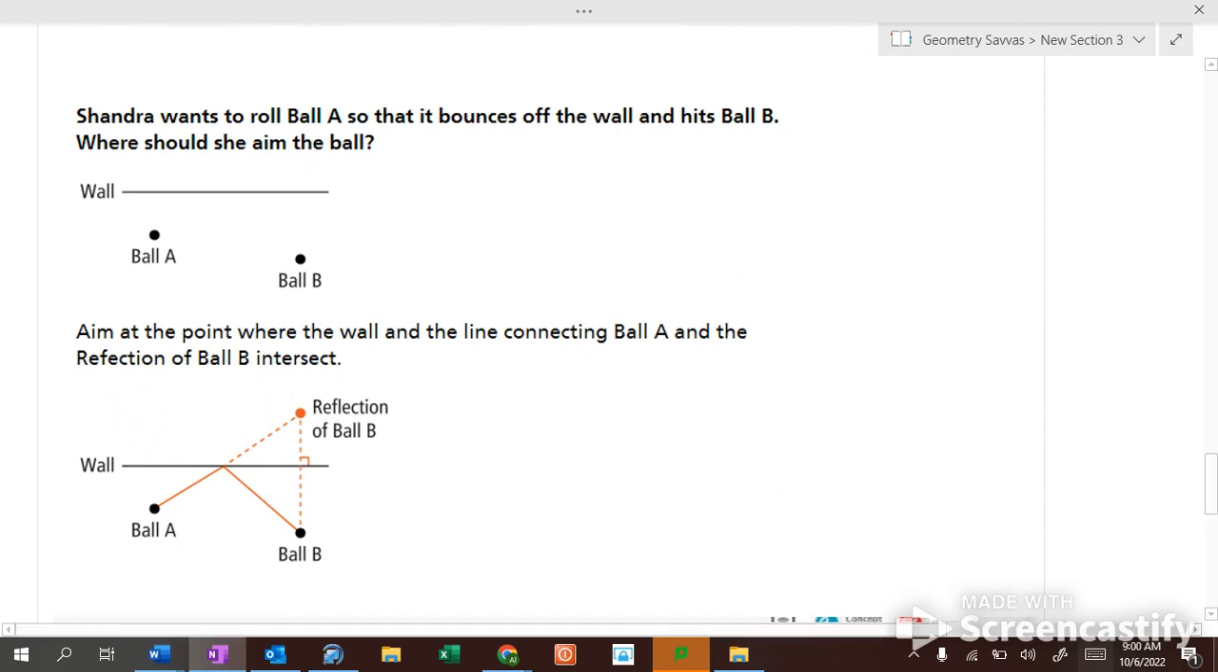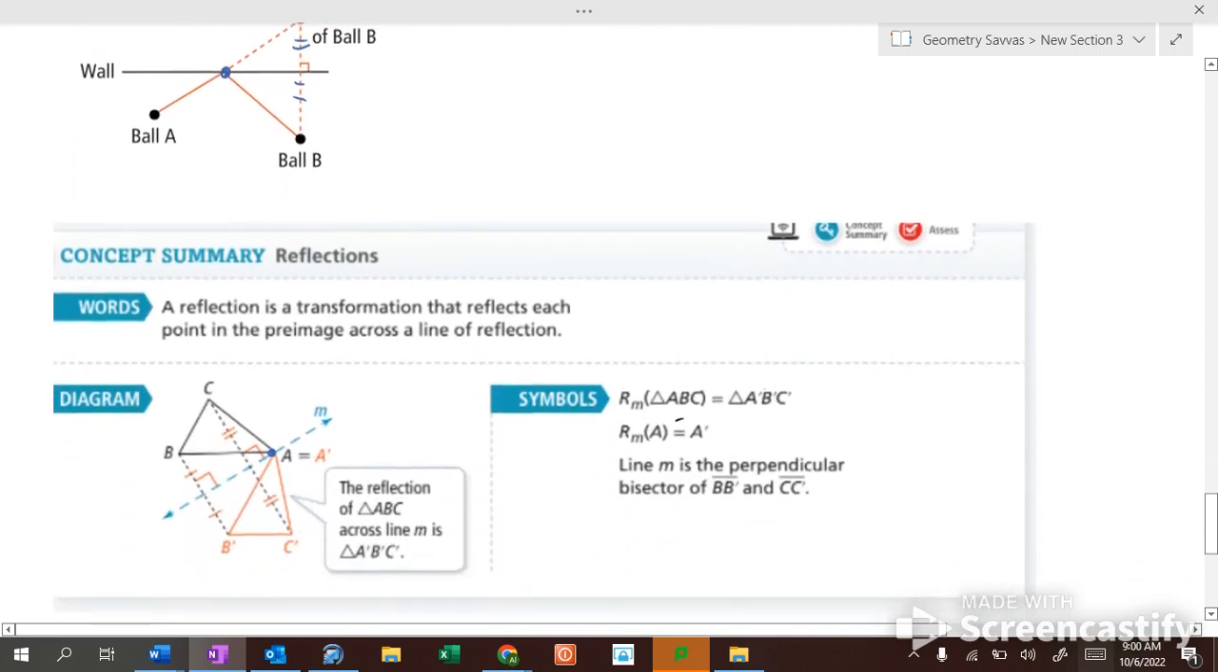Chandra wants to roll ball A so it bounces off the wall and hits ball B, kind of like pool. You aim and you want to hit it off here so it hits here. Now, how does she do that? Well, she needs to find a point where, if it would go straight through, this distance would be equal. Wherever that would be, that's where she wants the ball to intersect. So these would be equal to each other.